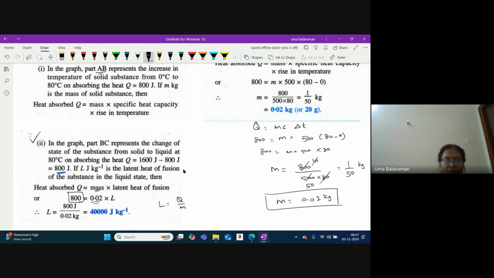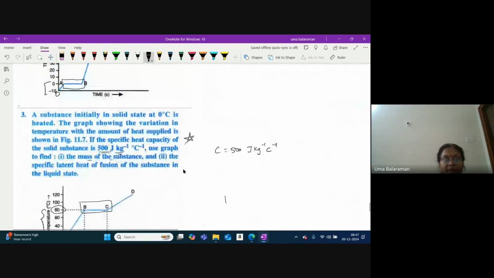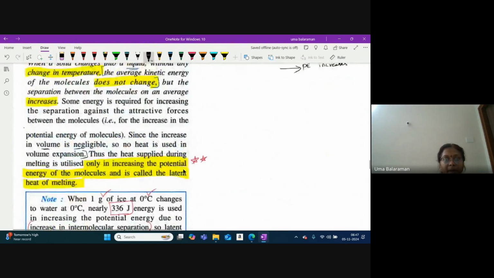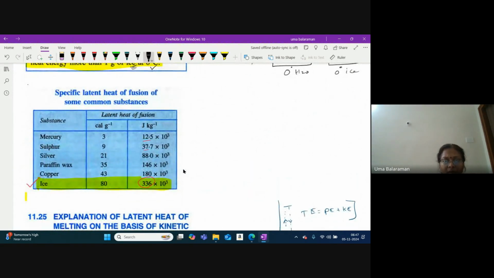It is 40,000 joules per kilogram. We can even check what kind of object it is from the table. 40,000, it is approximately sulfur. 37,700 is sulfur. Sometimes they give you the table and then ask you what substance it could be. So you can locate the substance.